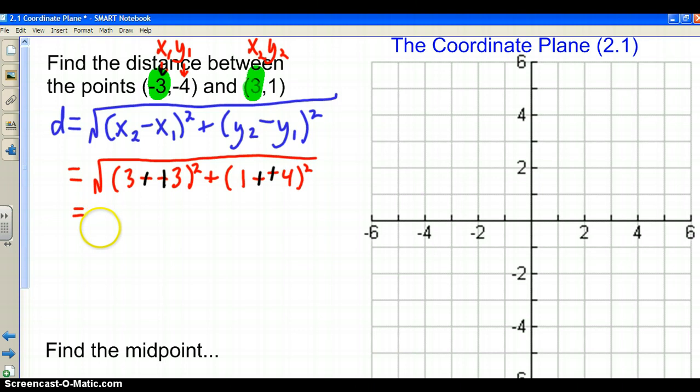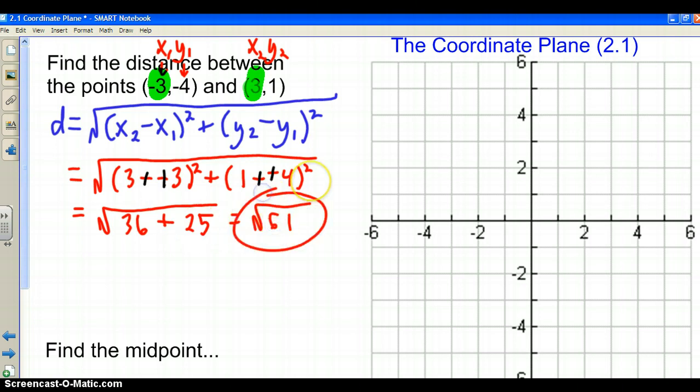So we get the square root of, let's see, 3 plus 3 is 6. 6 squared is 36. Plus 1 plus 4 is 5. 5 squared is 25. And so we've got that. It's going to be equal to, 36 plus 25, that's 61, square root of 61. So that's the distance of this graph.